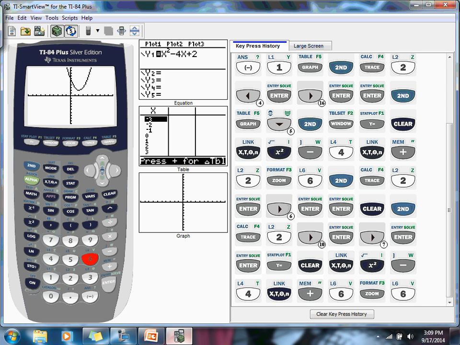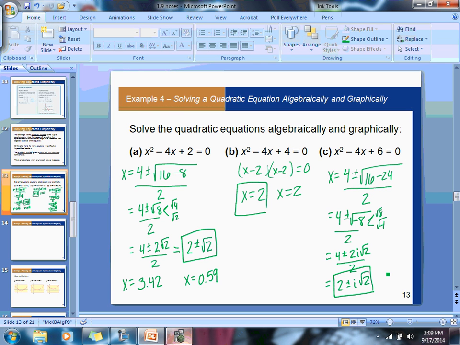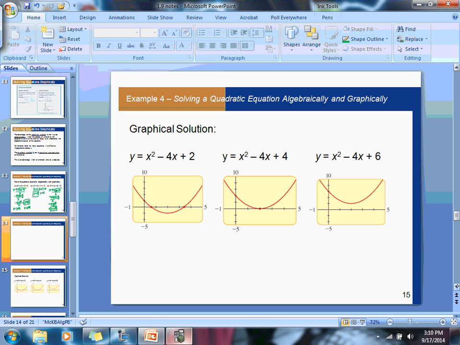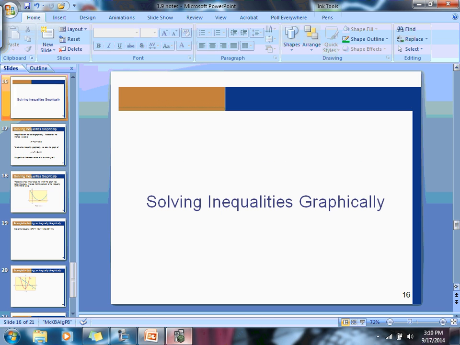So if I did this first on the graphing calculator, it would be helpful because it would tell me that I'm not going to have a real solution. But algebraically now, I can get the complex solutions. Okay, so your calculator won't tell you those complex solutions graphically. And there's the book pictures of those graphs.